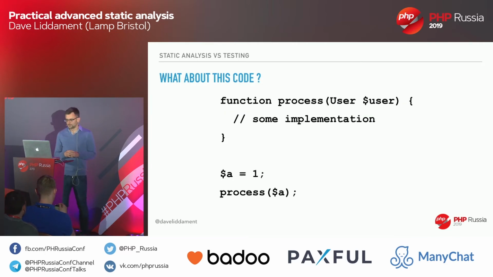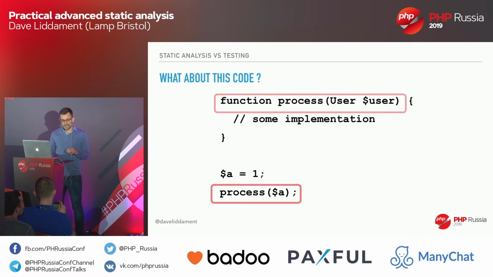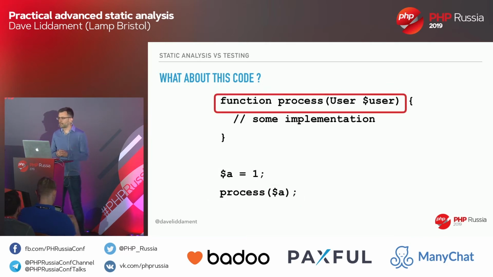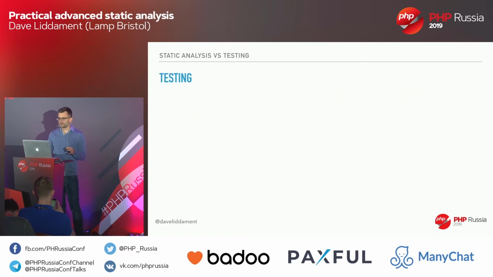But what about this code? Again, we assign the integer value 1 to $a. We call process. And this time, we can see that process expects something of type user, which integer value 1 isn't. So we know, therefore, that there's a problem. So static analysis will tell us that our code is incorrect. This is very simple static analysis that we've all done, but some of these tools can do some quite clever analysis. So static analysis answers a slightly different question to testing.